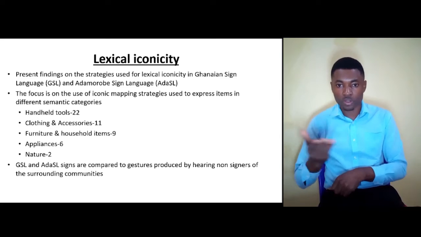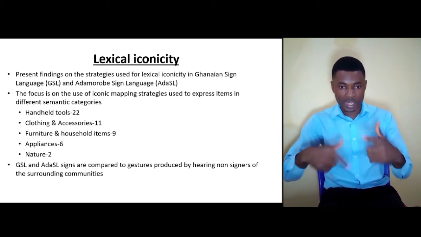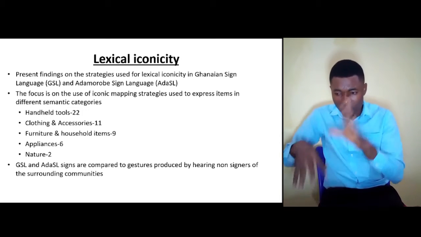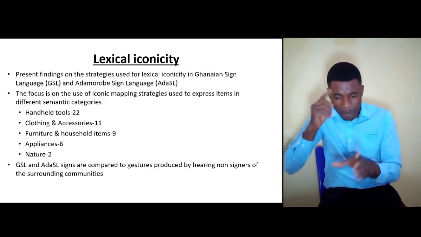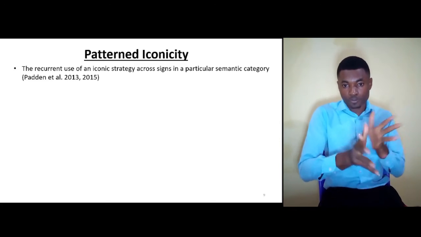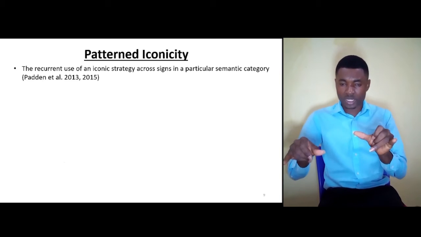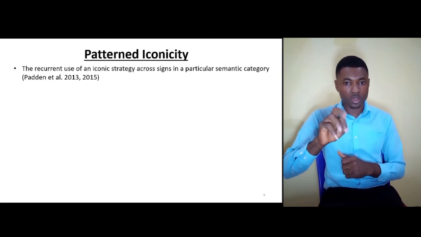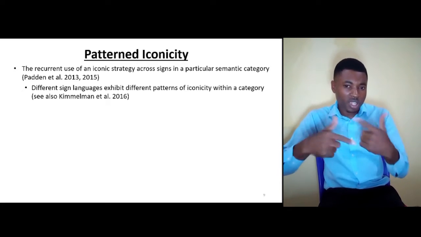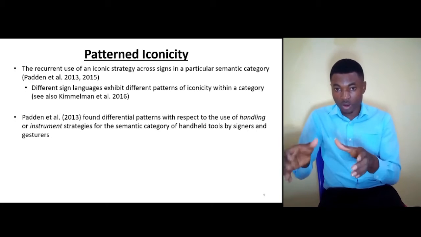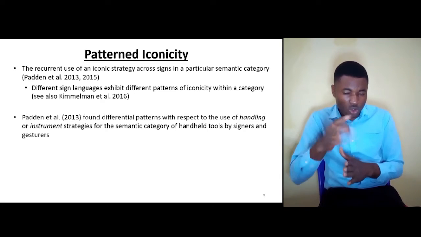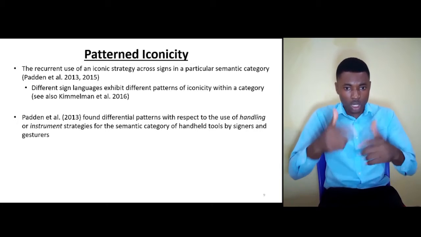Then I compared the signs with gestures produced by non-signers of the surrounding community, as I said earlier, to identify if the iconic strategies used by signers are the same as what is used by gesturers. I mentioned patterned iconicity. So patterned iconicity is the recurrent use of one iconic strategy across signs in a particular semantic domain. So different sign languages exhibit different patterns of iconicity within a category. For example, Padden and her colleagues identified that with the use of handheld tools, signers and gesturers systematically use handling and instrument strategies.